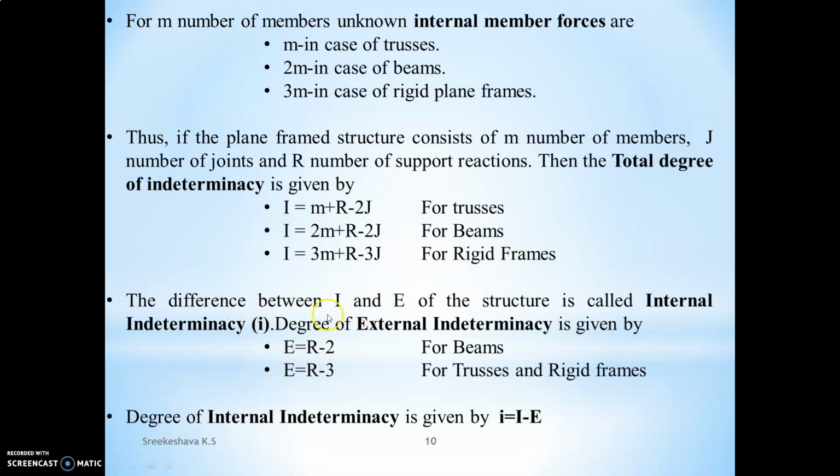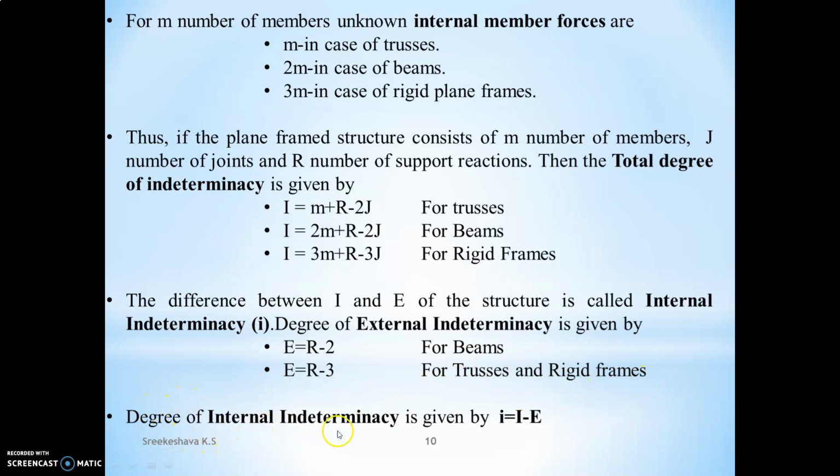The difference between total indeterminacy and external indeterminacy of the structure is called internal indeterminacy. Why? Because the total degree of indeterminacy is nothing but the sum of internal indeterminacy plus external indeterminacy. So internal indeterminacy is the difference between total indeterminacy and external indeterminacy. The degree of external indeterminacy is given by E equals R minus 2 in case of beams, and E equals R minus 3 in case of trusses and rigid frames.